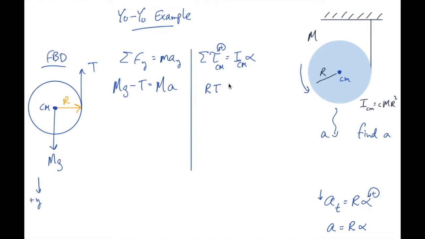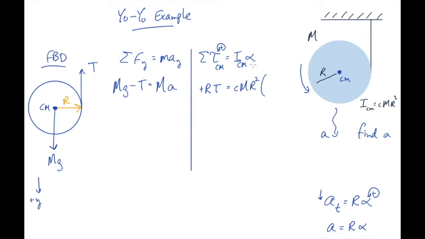Using the right hand rule, you put your right hand fingers this way, curl them towards the force, and your thumb points out towards you as your right hand fingers curl in the counterclockwise direction around it. That's our positive direction. And it equals the moment of inertia about the center of mass times alpha.